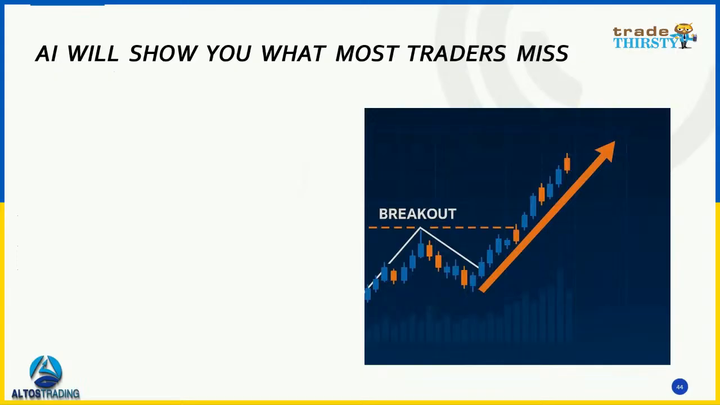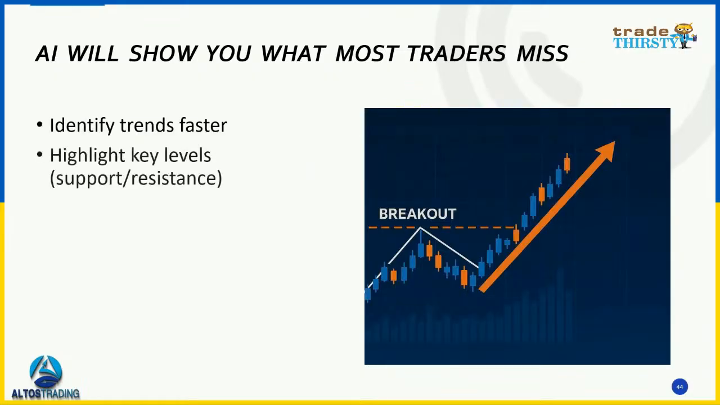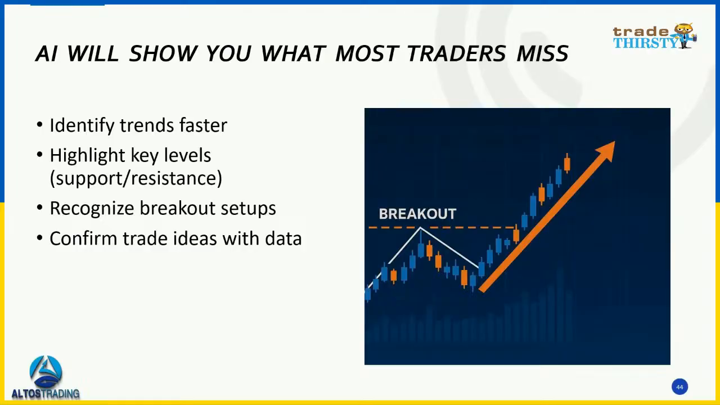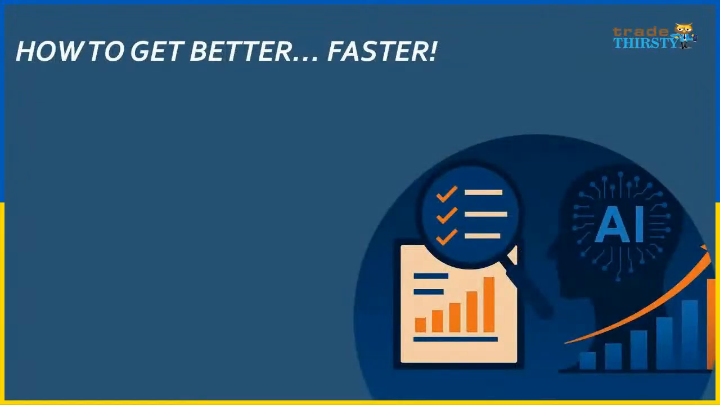Okay, charts are another area where this helps a lot. So let's just be honest, right? Most traders either overcomplicate charts or they miss what's right in front of them. So AI can help highlight trends, key levels, potential setups. It doesn't replace your judgment, but it gives you a second set of eyes that doesn't get tired or emotional. So it can help us identify trends faster, highlight key levels in terms of support and resistance, recognize breakout setups, confirm trade ideas with data, all kinds of really cool stuff.